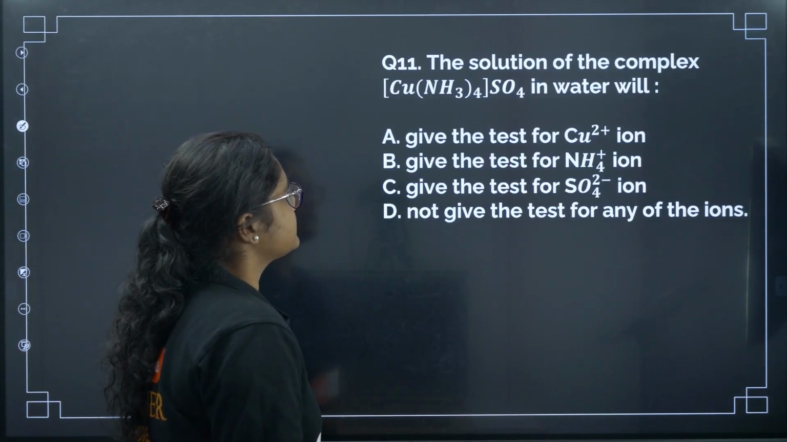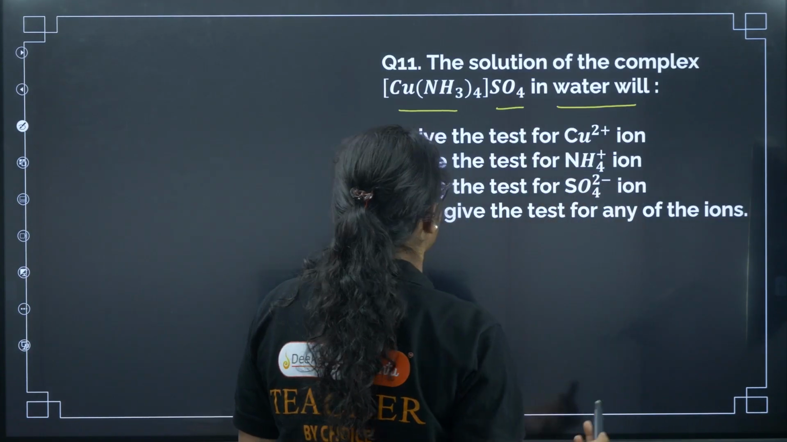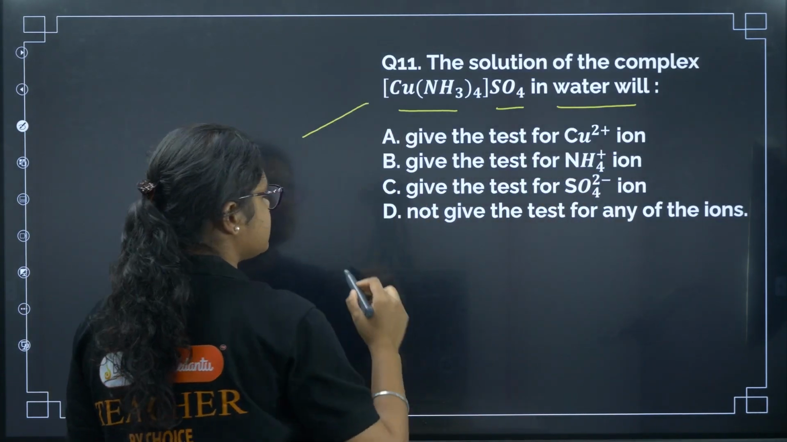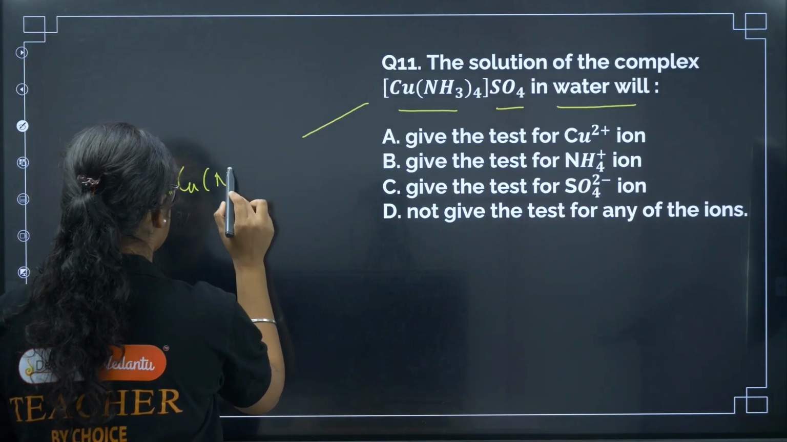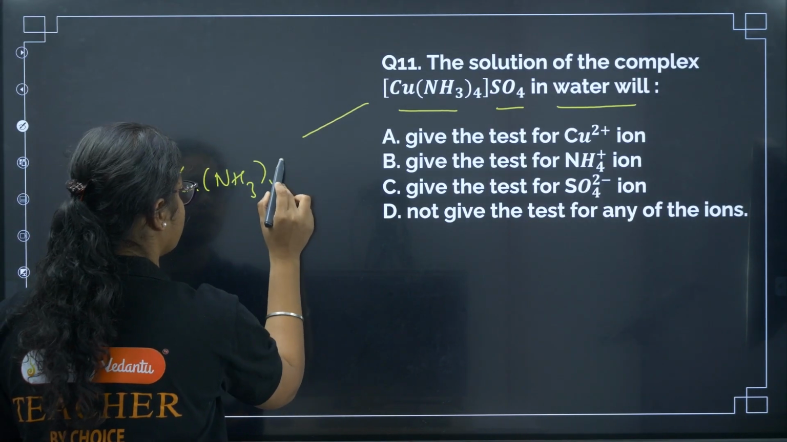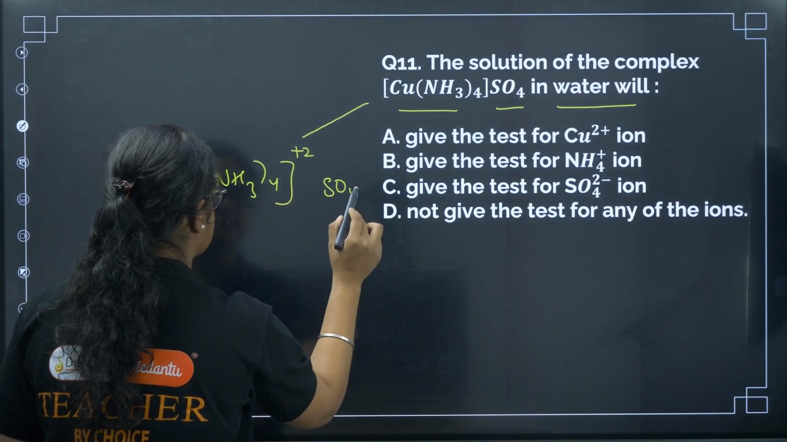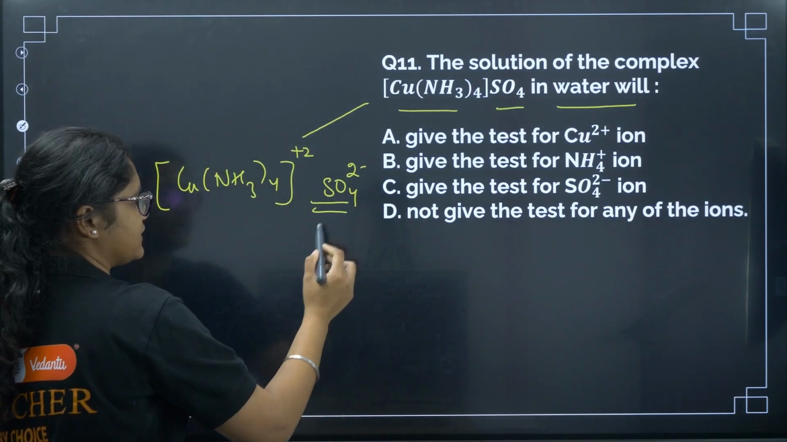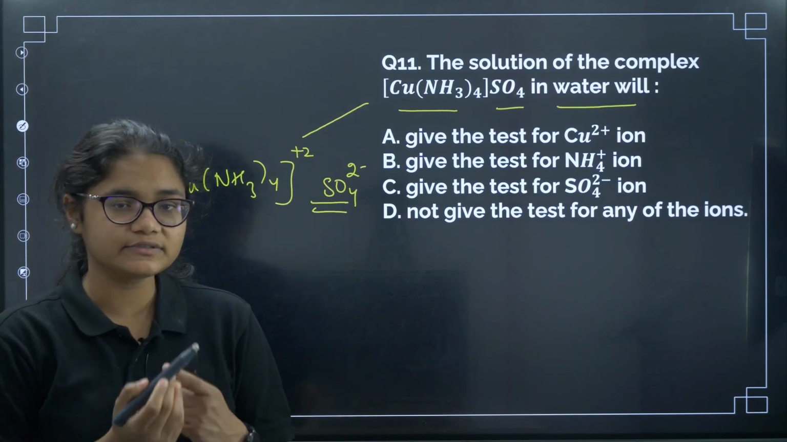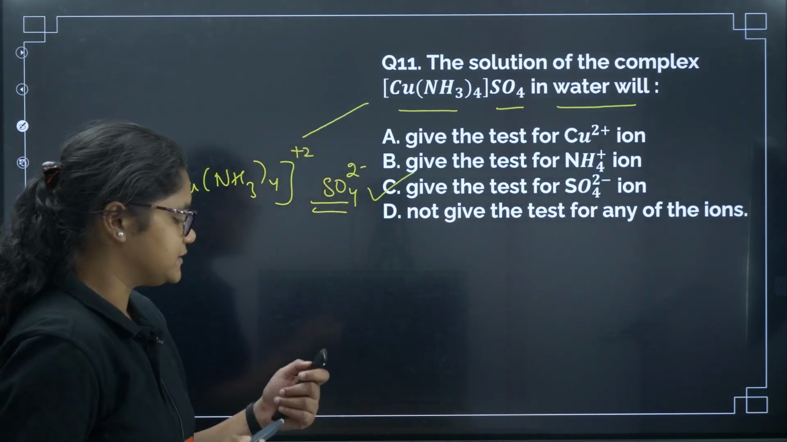Okay, next, the solution of the complex [Cu(NH3)4]SO4 in water will... So if you see how it will dissociate, this question is from your Werner's theory. So it will dissociate like this. [Cu(NH3)4]2+ is one ion, and SO4 2- is a separate ion. So this solution can give a test for sulfate ions because it can produce sulfate ions. So the correct answer for this question is option number C.